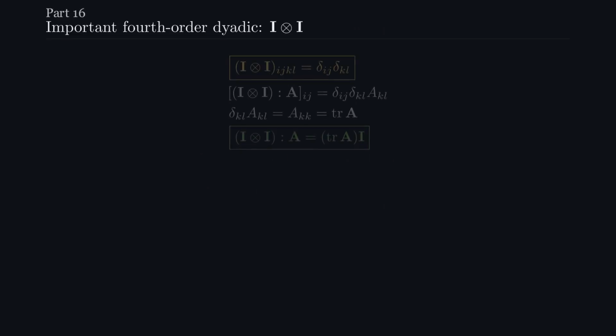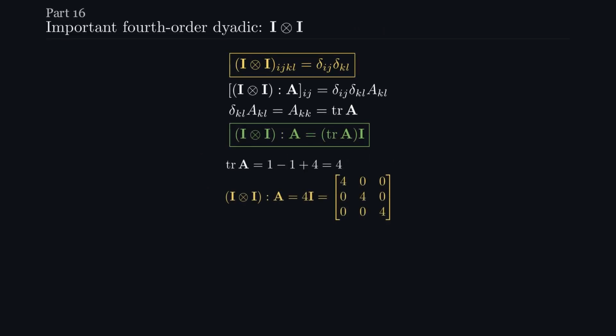The fourth-order dyad I tensor I has components delta_ij delta_kl. When it acts on a second-order tensor A, it extracts the trace of A and multiplies the identity tensor. For the numerical A, the trace is 4. So the result is 4 times the identity.